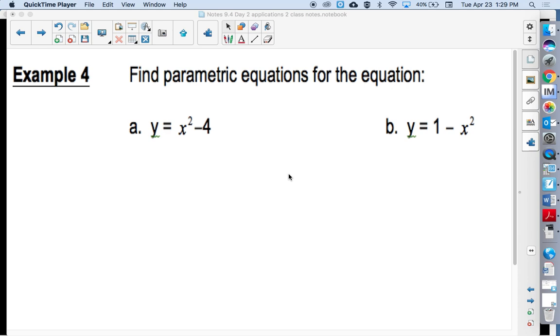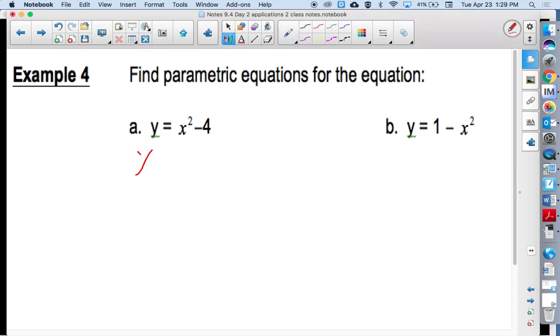The easiest way to come up with a set of parametric equations is to start with x. Because x is your independent variable, it makes sense that you would start trying to write a set of parametric equations using x. What's the easiest way that you want to create a parametric equation? Chelsea? To let x equal t. Yeah, so just let x equal t, and now you have the x defined with a parameter of t. Literally, that's all you have to do.